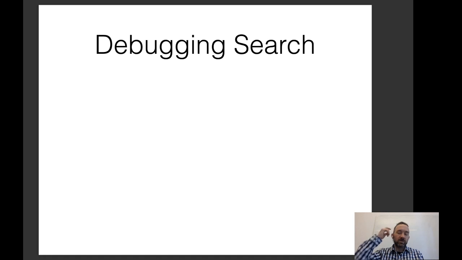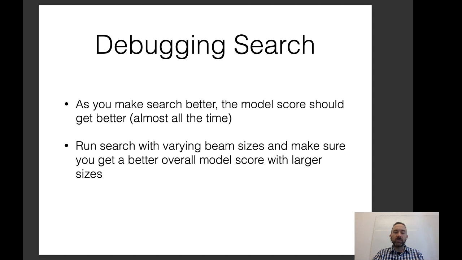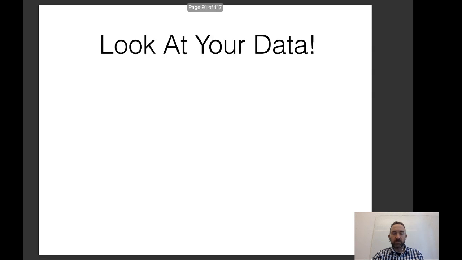So how do we debug search? As you make search better, the model score should get better almost all of the time. One thing that you can do is run search with varying beam sizes. Beam search is an approximate search algorithm where if you make your beam larger, the search algorithm should get better. So you run search with varying beam sizes and make sure you get a better overall model score with larger sizes. And we can create a unit test testing this.